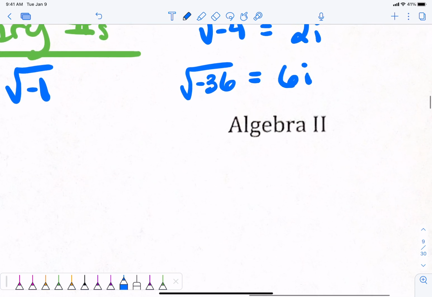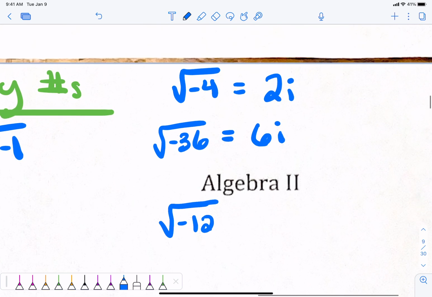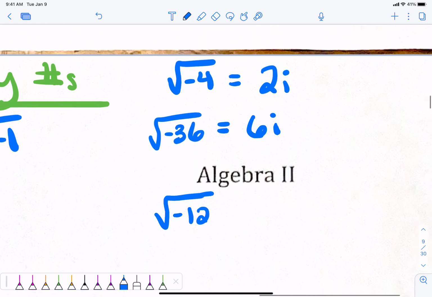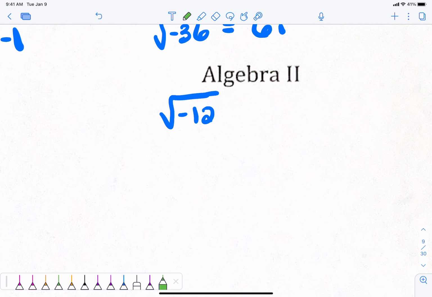Now, if it doesn't come out nicely, let's say we have the square root of -12 instead. Does it say 2i? You can't take the perfect square root of 12. It doesn't come out perfectly. It's a decimal number. So what we do instead is we break down the square root of 12. I'm going to do that off to the side.